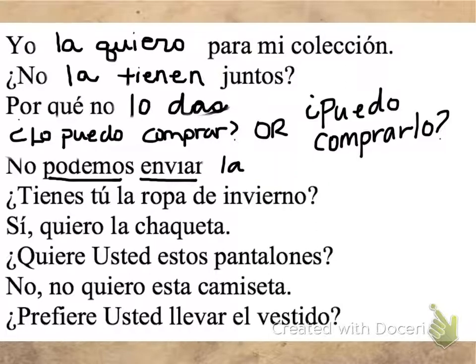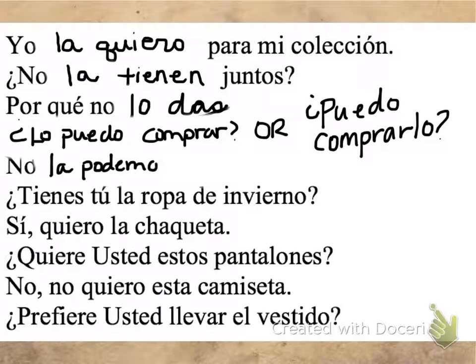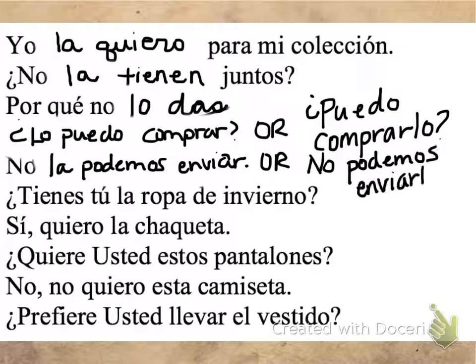And then we have two choices where to put it. We can put it before the conjugated verb, or we can attach it here to the infinitive. So when you rewrite the sentence, it'll look like this. No la podemos enviar, or no podemos enviarla, all together as one word. So, as you're going through, do the next couple sentences on your own, see if you can figure it out, and then pause the video and check your answers here in a minute.